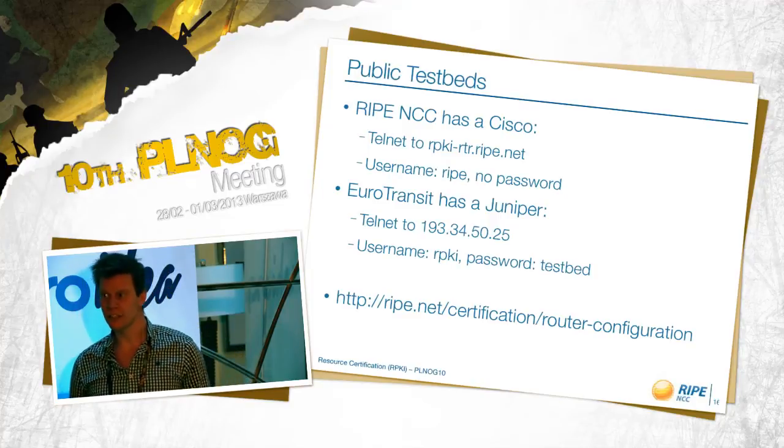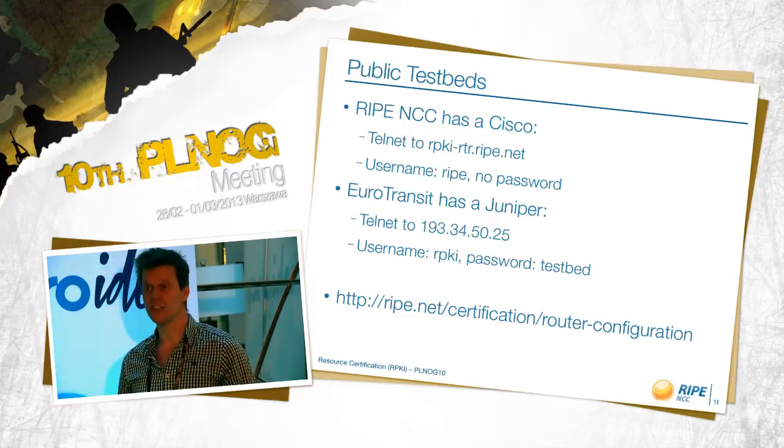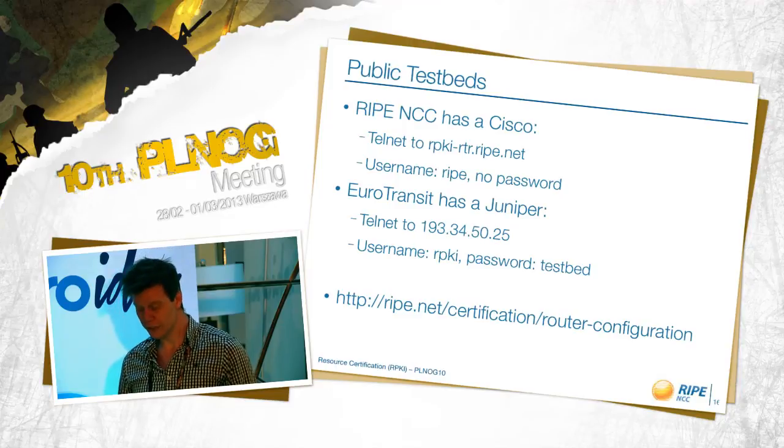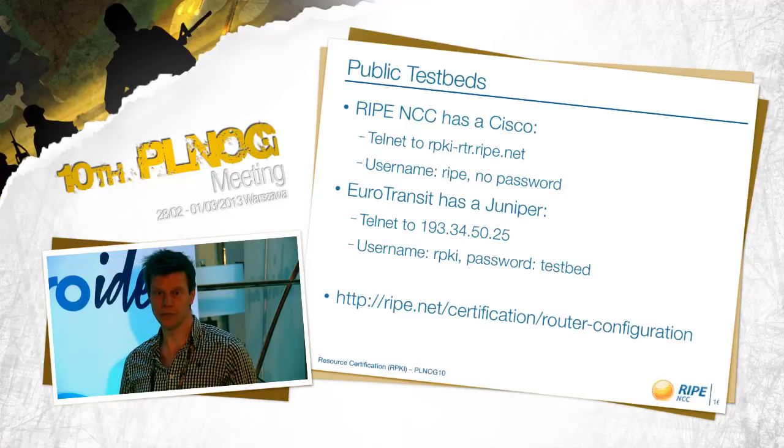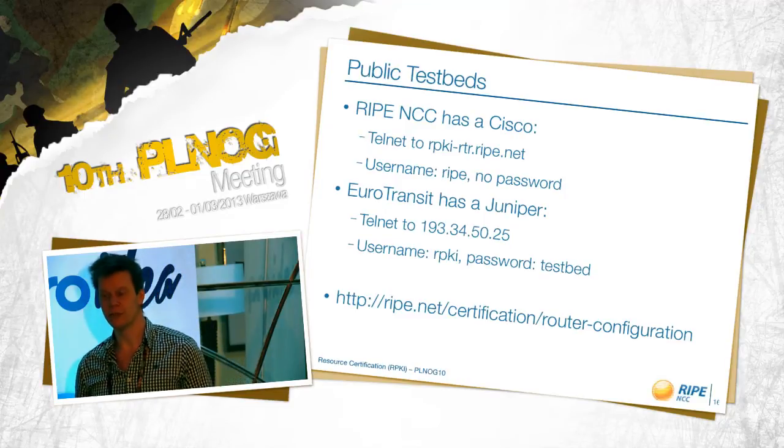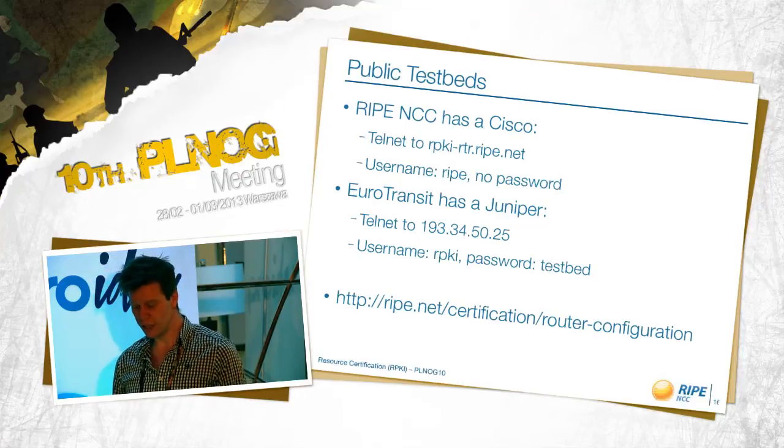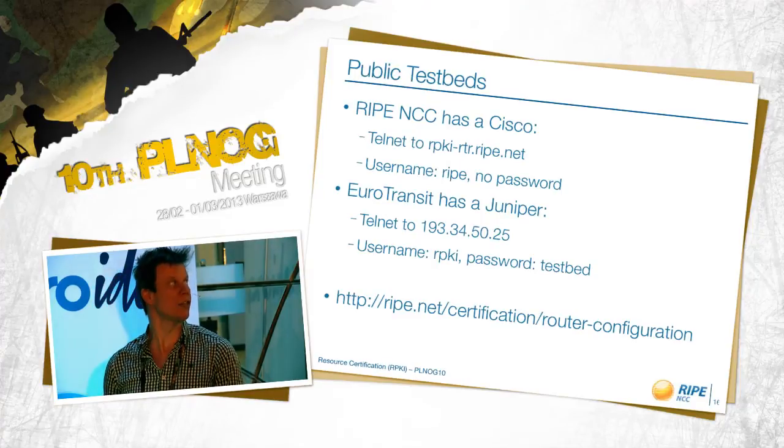And Eurotransit, actually now called Kaya Global Networks, just renamed, they have a public Juniper running 12.3. And you can telnet into 193.34.50.25 with the username RPKI and a password testbed. Now, this URL that you see at the bottom. Let's just go there, and I'll walk you through the configuration.